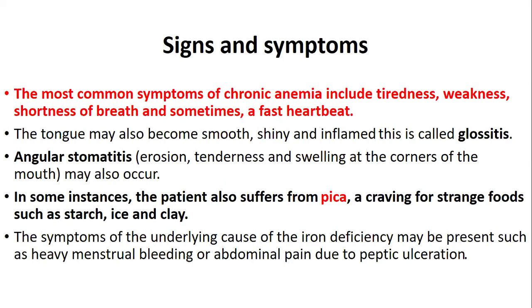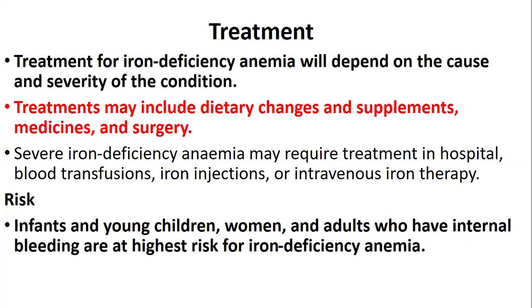Amongst them, there could also be inflammation of the tongue, making it look shiny and inflamed, known as glossitis, angular stomatitis, and in some instances, the patient also suffers from what is known as pica, which is a craving for non-nutritive food substances. Treatment for iron deficiency anemia will depend on the cause and severity of the condition, and treatment may include dietary changes as well as supplements, medicines, and surgery.